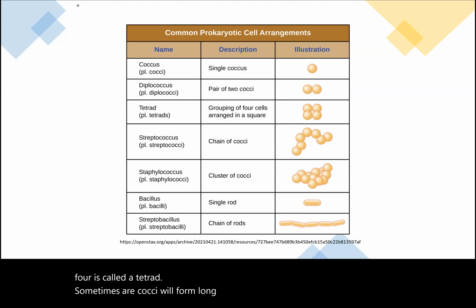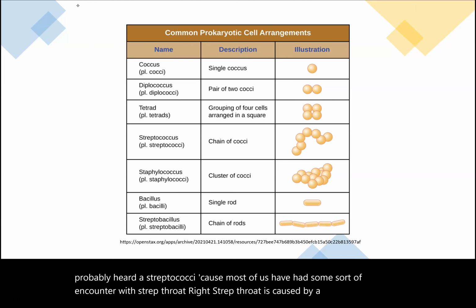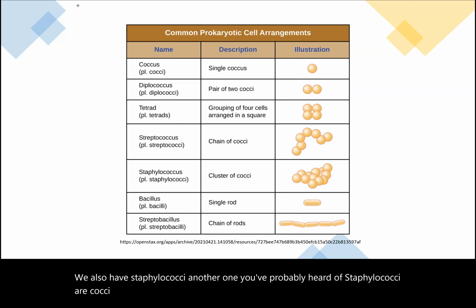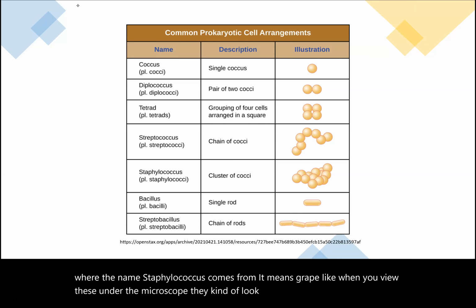Those are called streptococci. You've probably heard of streptococci because most of us have had some sort of encounter with strep throat, right? Strep throat is caused by a bacterium that is a streptococcus. We also have staphylococci, another one you've probably heard of. Staphylococci are cocci that kind of group together in clusters or grape-like clusters. That's where the name staphylo comes from. It means grape-like. When you view these under the microscope, they kind of look like clusters of grapes.